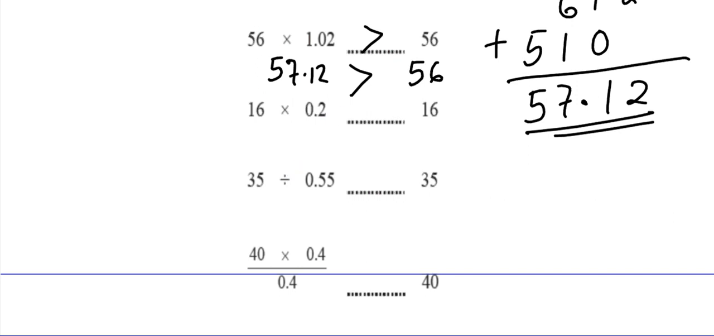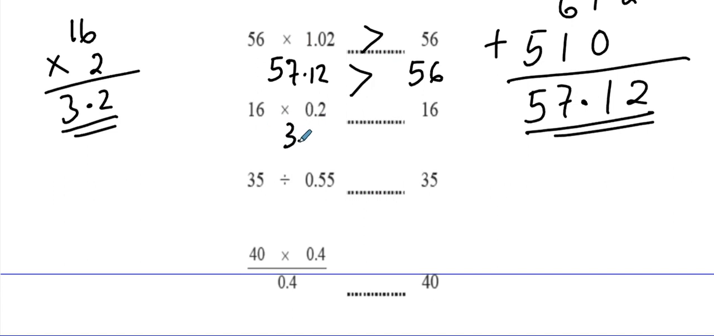Okay, we have 16 times 0.2. Ignore the decimal point, just do 16 times 2. The answer will be 32. You have one decimal place over here, so count one number from the right, and this becomes 3.2. Now 3.2 compared with 16, you find that 3.2 is less than 16. So here you write less.